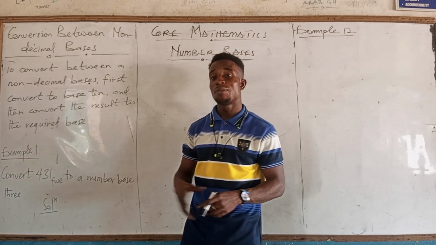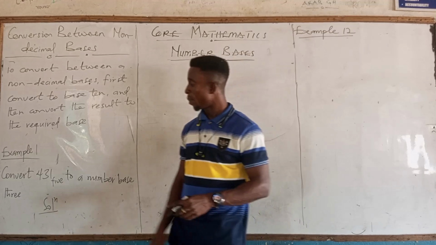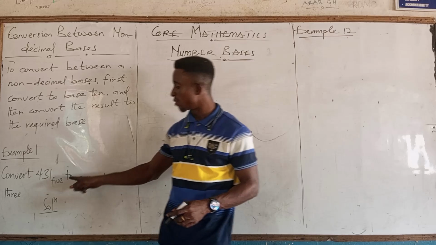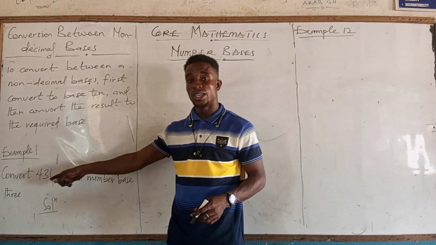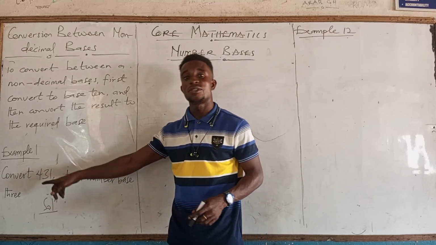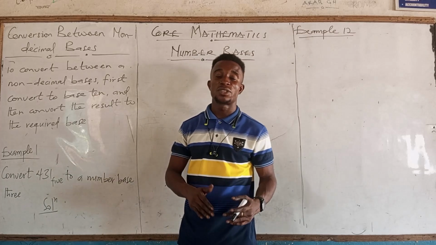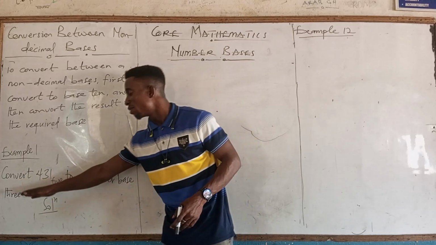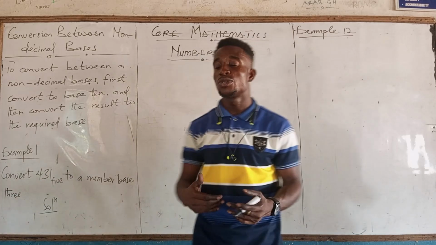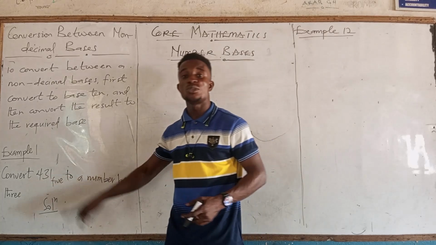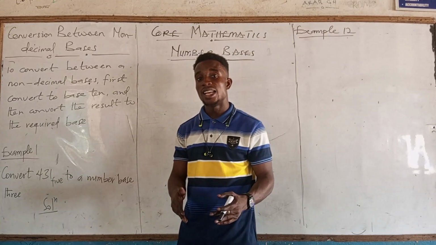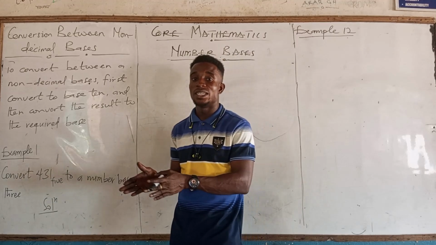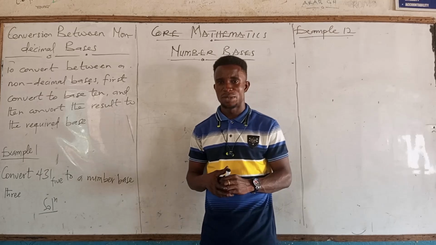We are going to use an example to explain that. In example 1, we are to convert 431 base 5 to a number in base 3. So here from base 5 to base 3. Base 5 is another base and base 3 is also another base. The first thing we are going to do is convert this base 5 to base 10. Then finally, we convert the result, which is in base 10, to the required base. Please, are we here?